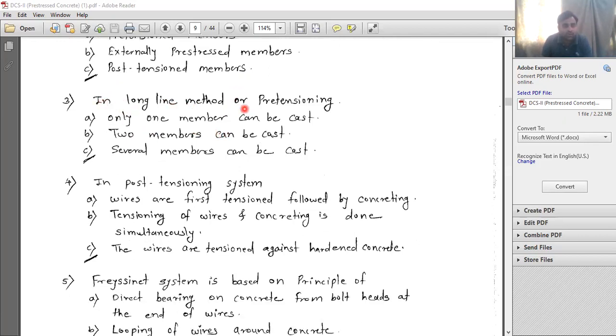So in the long line method of prestressing, only one member can be cast, two members can be cast, or several members can be cast. So the answer is several members can be cast. Long line method means Hoyer's method. Another name for Hoyer's method is long line method. I have already told you, you can cast beams 1, 2, 3, 4, more than one beam in Hoyer's method. So this is also called the long line method.